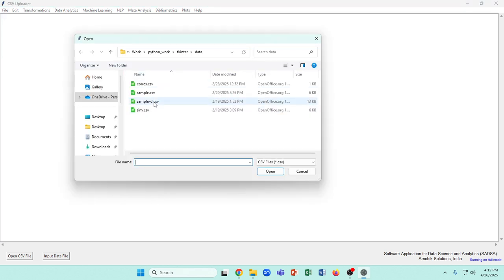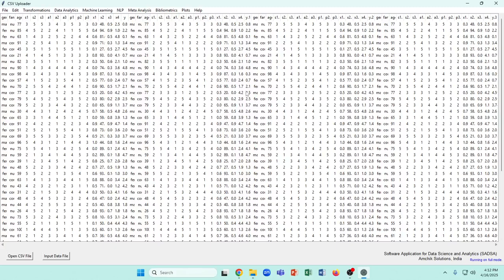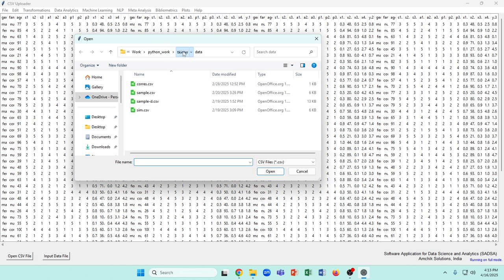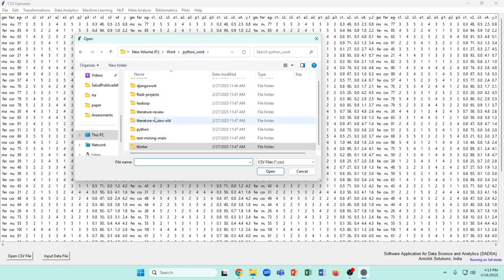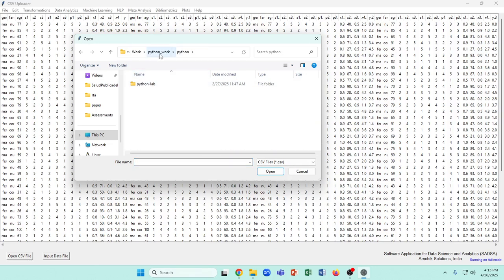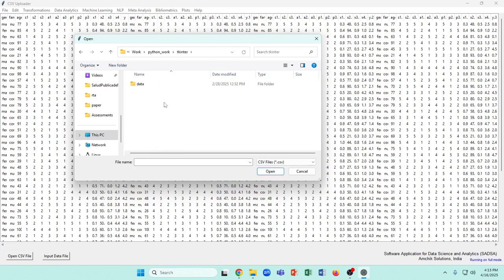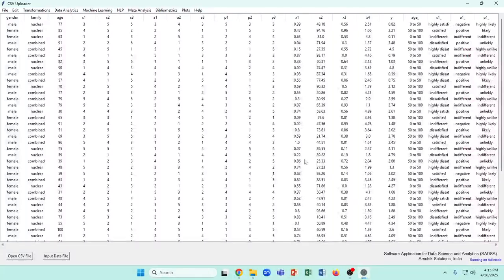So I'm going to use some sample data. Let me open a CSV file. I think this is the only file I have. Okay, so this would be a good point for starting. So this is my data set.